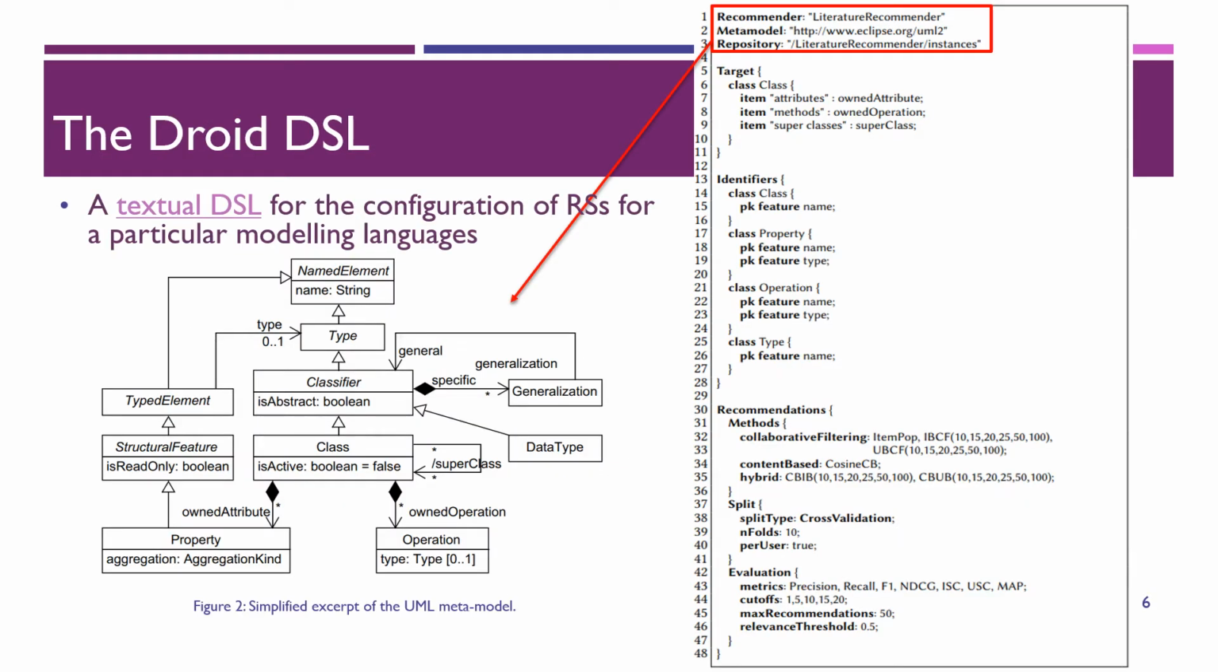This listing displays a sample configuration of a recommender system for a literature scenario using UML models. From line 1 to 3, the name of the recommender is specified, as well as the metamodel and the repository containing the models conforming to the metamodel. Figure 2 shows a simplified excerpt of the UML metamodel being used for this case.